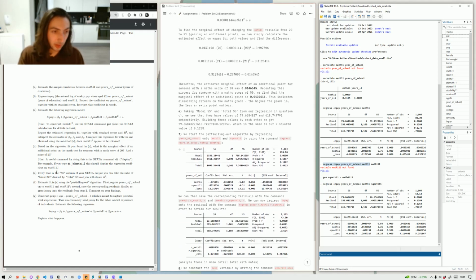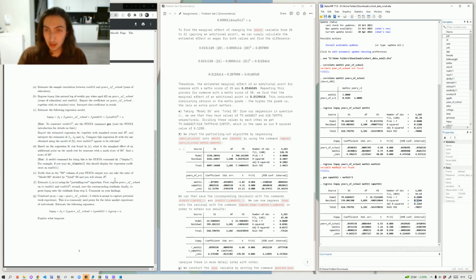Then we do, verify that the SS column of your Stata output, you can take the ratio of the model SS. This is super easy. Basically, take this number, divide. Oh, it's the same as R squared. Shock. That's literally it. Now for F, estimate beta 1 in the partialing out algorithm.